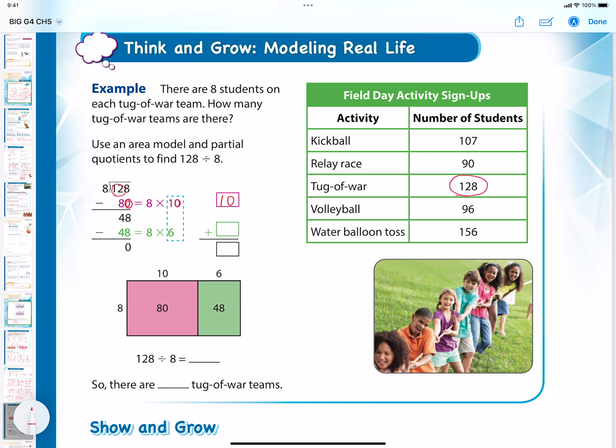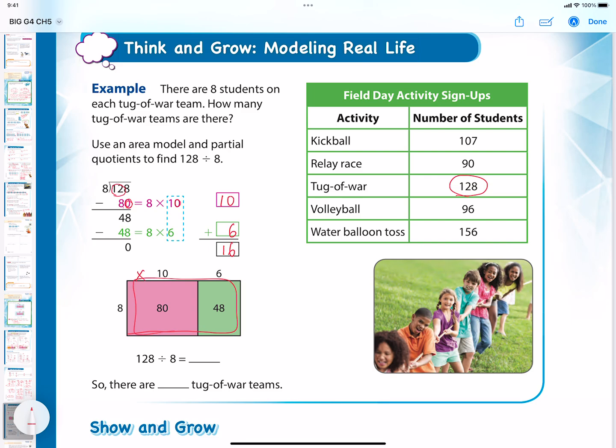So we know the multiples of 8. 8 times 6 is going to be 48. So 6 is our partial quotient, sorry. Okay? And then when you add them all together, 16. That is our quotient. Okay? And you can also use an area model, like the one at the bottom in here.